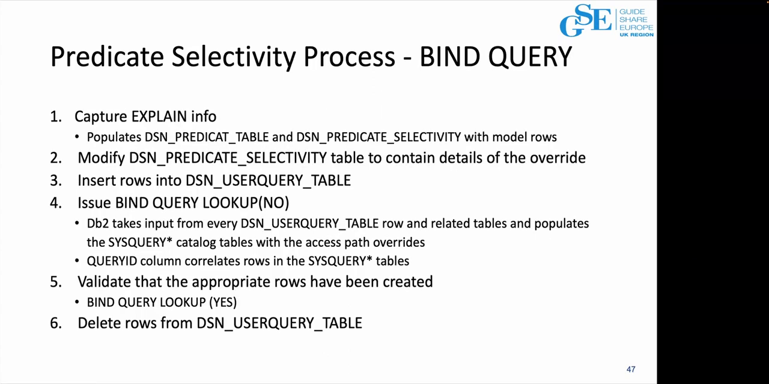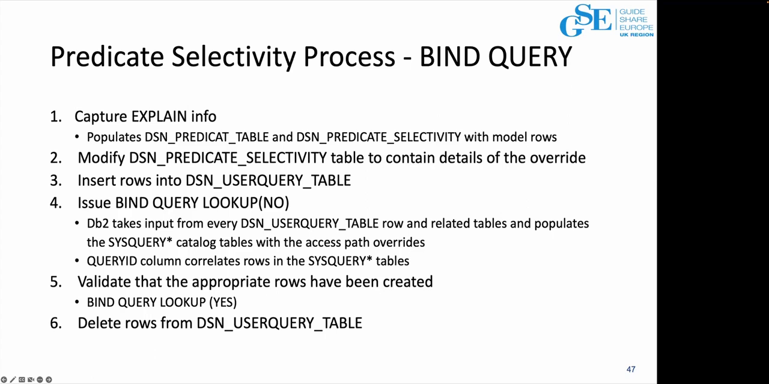First of all, we capture the explain information and populate the DSN predicate table and the DSN predicate selectivity table with model rows. We then modify the contents of the DSN predicate selectivity table to contain the details of the override that we want. We then insert the rows into the DSN user query table, then issue the bind query command with lookup no, which takes the input from every row in the DSN user query table and the related tables and populates the SYSQUERY catalog tables with the access path overrides.